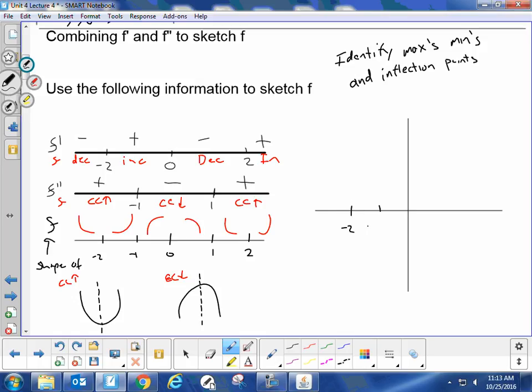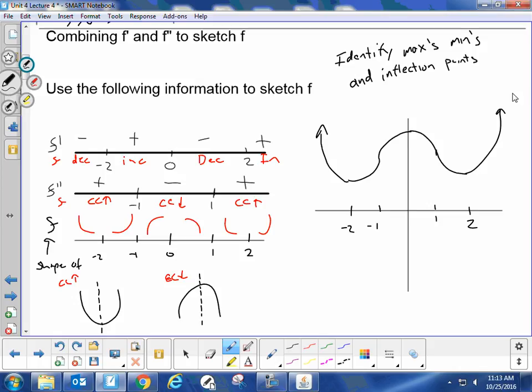Now, I don't know exactly where things are going to occur, but at least I know the general shape. Decreasing concave up, increasing concave up, point of inflection, increasing concave down, max, decreasing concave down, point of inflection, decreasing concave up, min, increasing concave up. Something like that. It could be up and down, it could be further up and down, whatever.